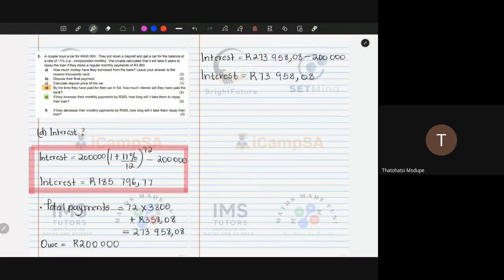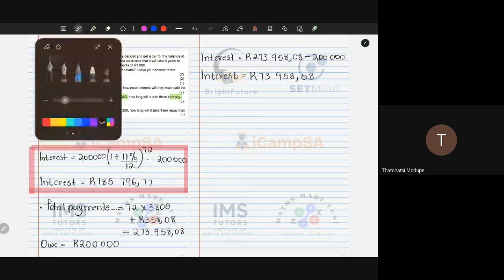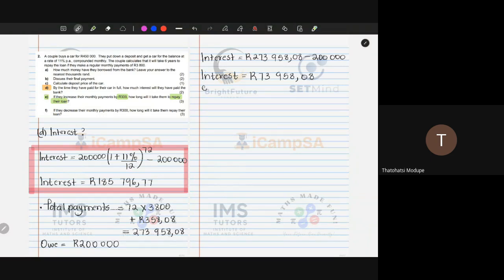So they say for E, if the couple decreases their monthly installments by 300, how long will it take them to repay their loan? So let's go and have a look at that. So E. If they decrease their installment by 300, the new X will be 3,800 minus the 300, so their installments now will be 3,500. Agreed, guys? If they wanted to pay 300 less, they would be paying 3,500.